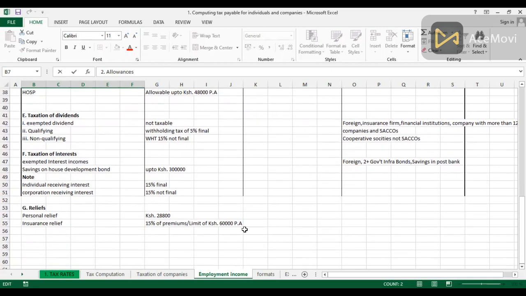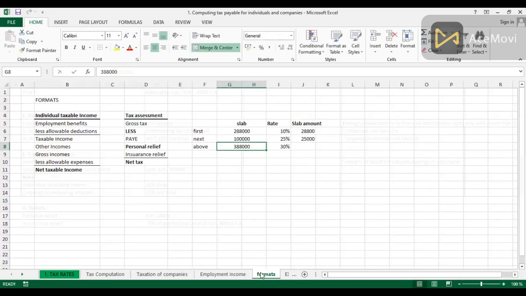We also talk of the personal relief and the insurance relief. Okay, so I'll show you the format here. Taxation is a very simple thing. So this format now for us, we have arranged vertically, not horizontally, the tables. So this one is computation of the taxable income. Then we have a tax assessment. Then we have the rates.